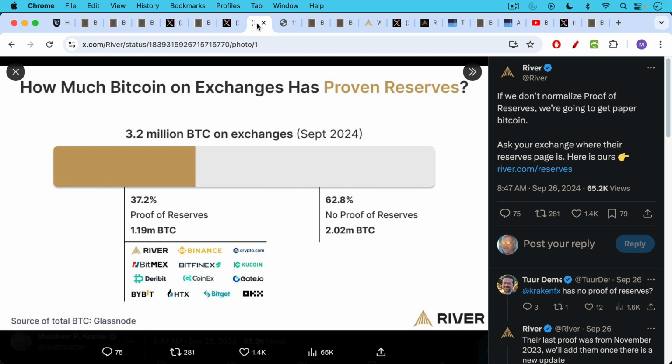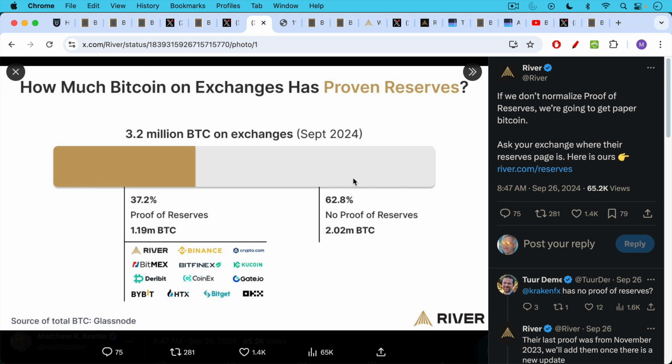Here's an example from River of how much Bitcoin on exchanges has gone through proof of reserves, and how much has not. As of September 2024, there are 3.2 million BTC sitting on crypto exchanges, and of that, only 37.2% were showing proof of reserves. Companies like River, which is really the leader in the space, Binance, Bitfinex, BitMEX, etc. And then 62-63% were not showing proof of reserves.